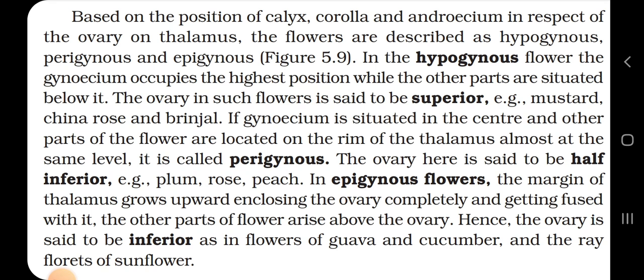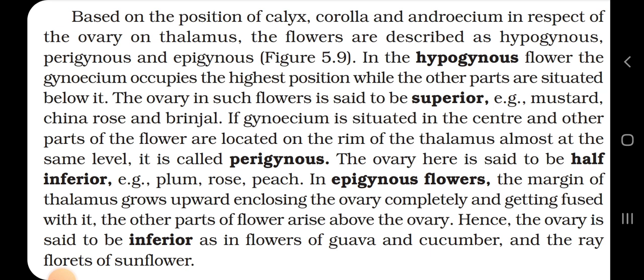Based on the position of calyx, corolla and androecium in respect of the ovary on the thalamus, the flowers are described as hypogynous, perigynous and epigynous. Figure 5.9. In hypogynous flowers, the gynoecium occupies the highest position while the other parts are situated below it. The ovary in such flowers is said to be superior. Example: mustard, China rose and brinjal.